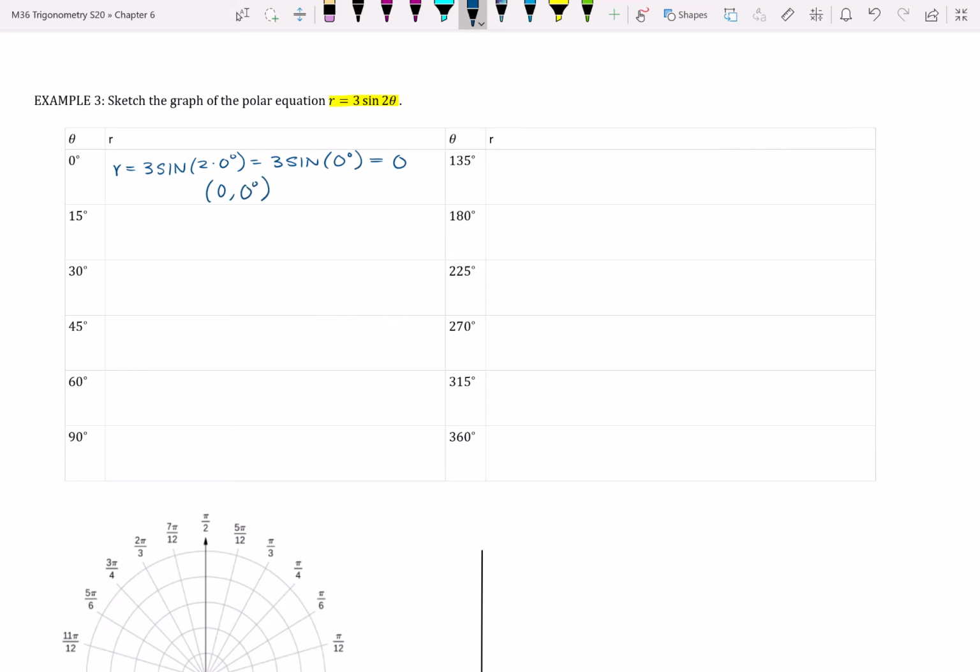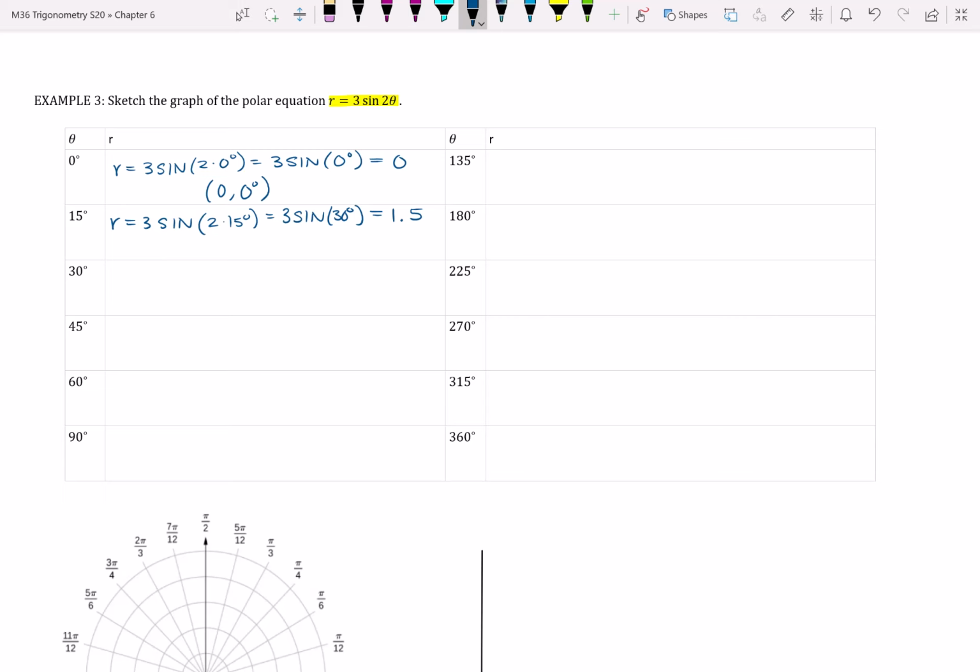Now let's plug in 15 degrees, which is going to give us a weird number. r is equal to 3 sine of 2 times 15 degrees, which gives a sine of 30 degrees, something we're familiar with. I'm just going to write it in decimal form so we can get an idea of where it is. If we leave it in square roots, it's going to be a little bit difficult.